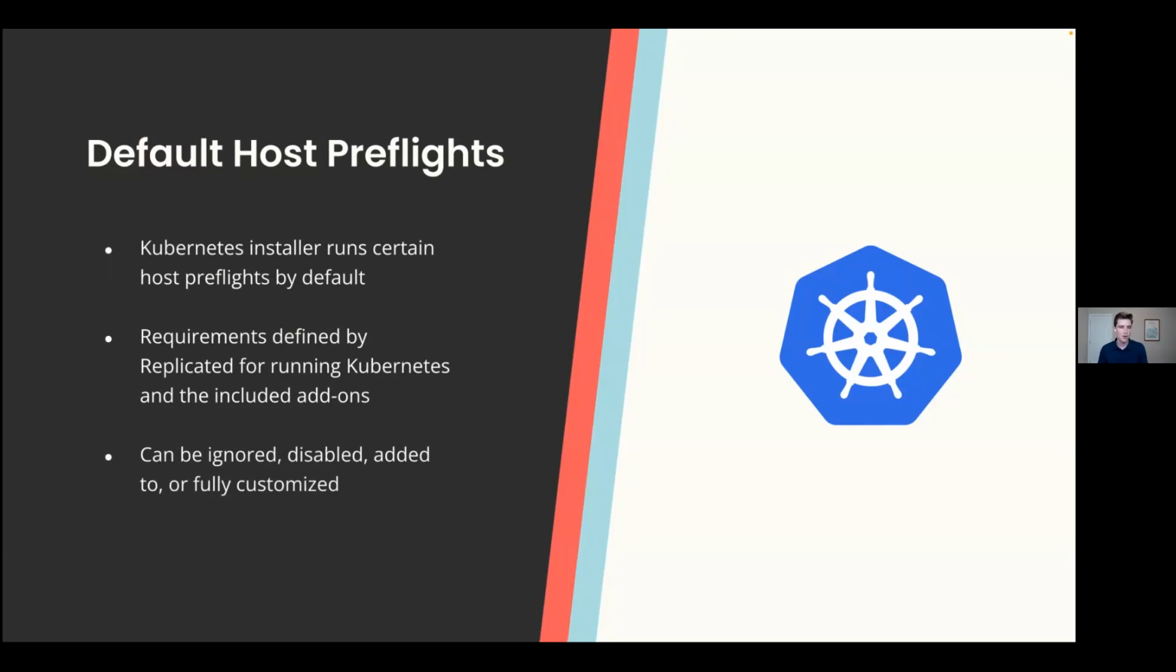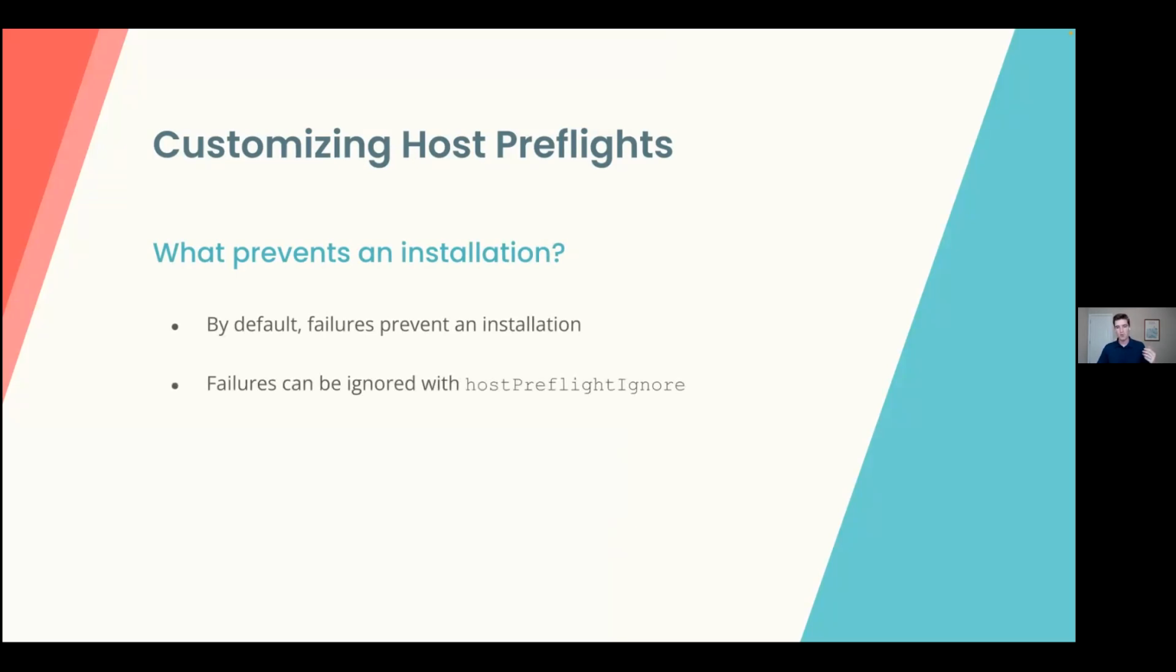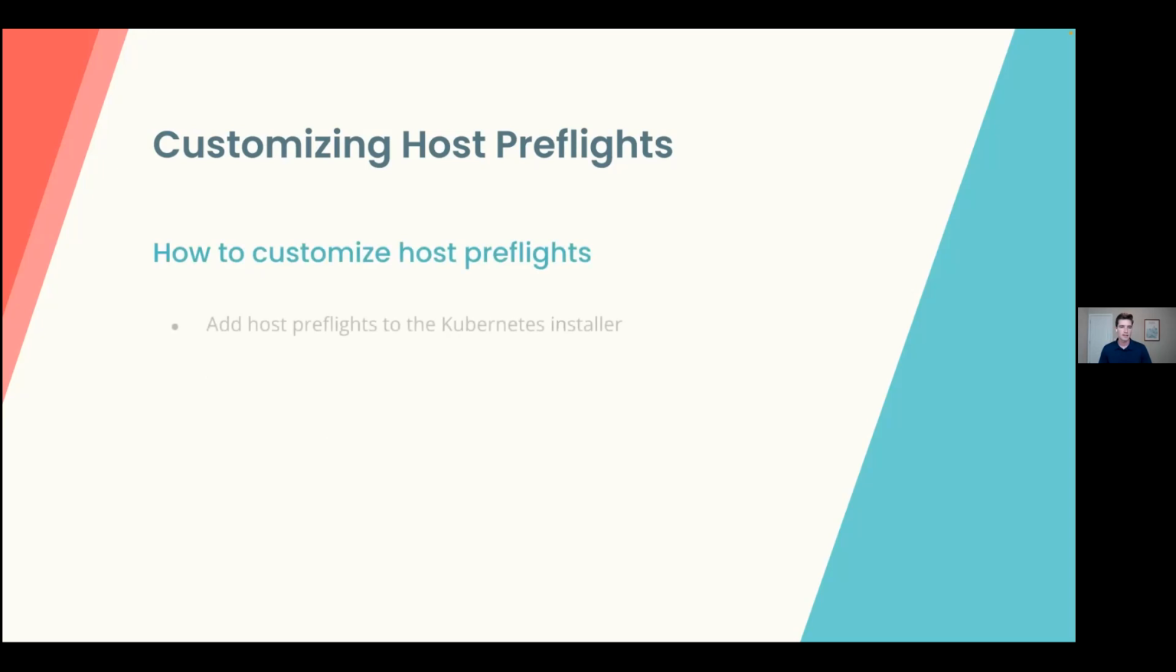I'll get to this in a moment, but there's a ton that you can do to change this up despite having some defaults. So by default, failures prevent an installation of Kubernetes, but we have a flag called host preflight ignore that can be used to ignore failures and proceed anyway, despite the failures. You can also enforce warnings. So if it's important that a warning fails, you can use the host preflight enforce warnings flag to prevent you from proceeding if there are warnings. And so there's different ways that you can customize what's actually going to prevent that installation from occurring.